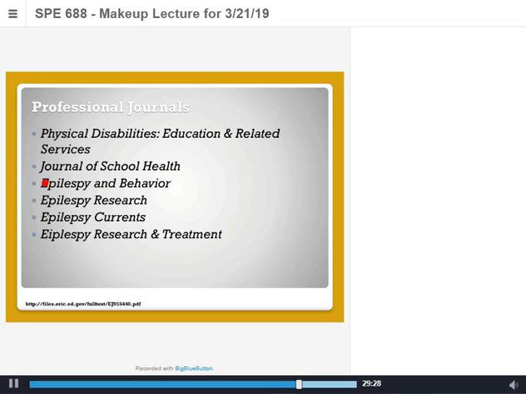These last four start drifting farther away from the school setting, but Epilepsy and Behavior has some good things. Then we have Epilepsy Research, Epilepsy Currents, Epilepsy Research and Treatment. Those are probably the least applicable in schools, but these are all journals dedicated to epilepsy, these last four. The first two would have some articles about children with epilepsy, but they aren't journals specifically dedicated to this.